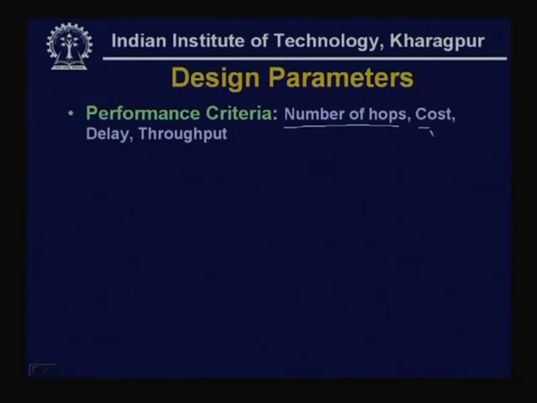Another parameter can be cost. Suppose you have got a node and you have got several paths. Now, you have got several alternatives. Now, the bandwidth of these particular links may be different. Now, if the bandwidth is high, then the average cost for sending through that particular path may be smaller. So, you may consider that you will try to send the packets through a high bandwidth route, so that the cost is less.